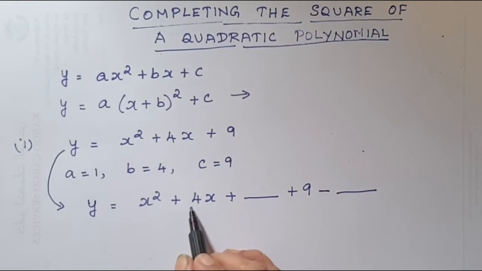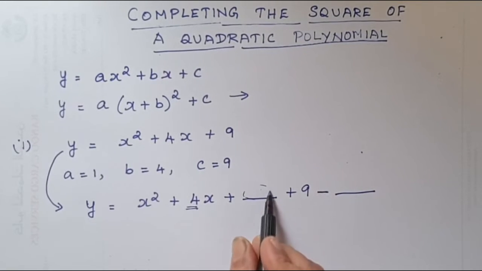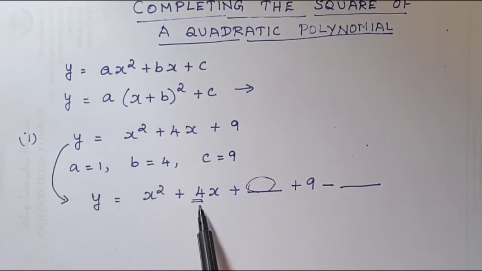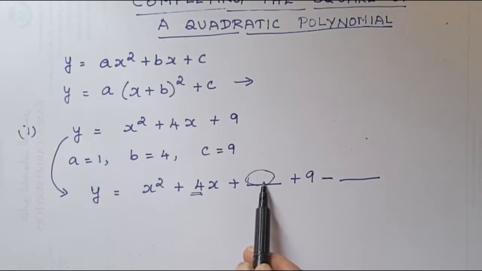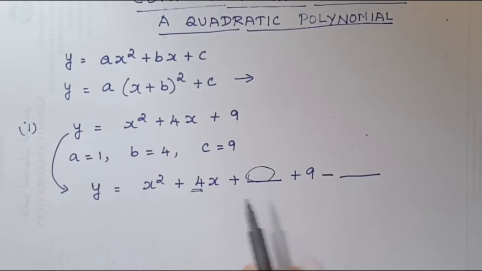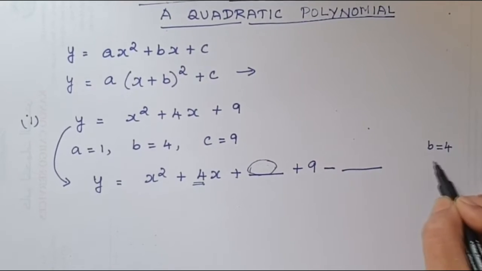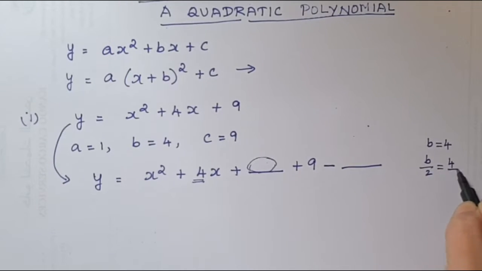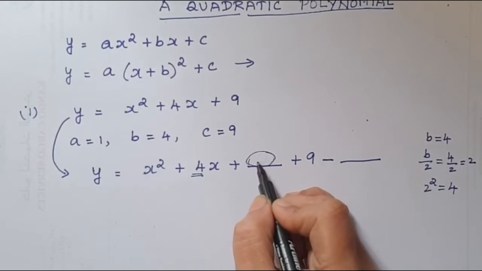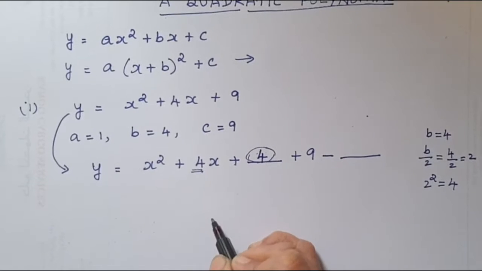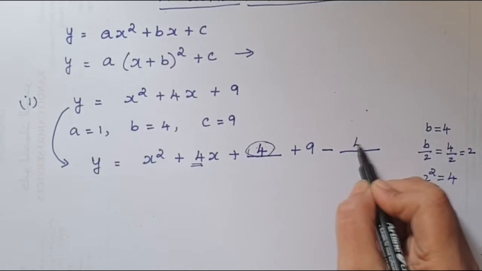So now what we'll do is we'll always divide the value for b by 2 and then square it, and you'll get the value over here. Our value for b is 4, so b by 2 is 4 divided by 2, that is 2. Now square this, so 2 squared is 4. So in this place we write a 4. Since we have made changes by writing this 4, we'll subtract that 4.